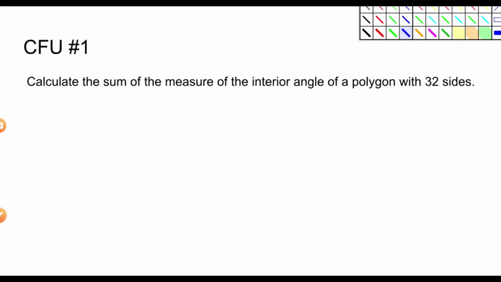Practice says calculate the sum of the measure of the interior angles of a polygon with 32 sides. So you have some polygon with 32 sides. There's no way you're going to draw it, but you should be able to visualize this in your mind. So if we have 32 sides, that means n is going to be 32, right? So n is 32. Now we can use our formula to find the sum.